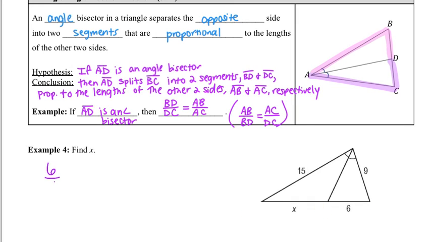So 6 is to x as you guys fill it in. What should go next? 9 is to 15. And again, the other way you can do it is 9 is to 6 as 15 is to x. That's fine. And then any variations of these is fine too. This can be flipped. This can be flipped. We can do 15 over x over here, whatever, as long as the ratio is the same as our original one.